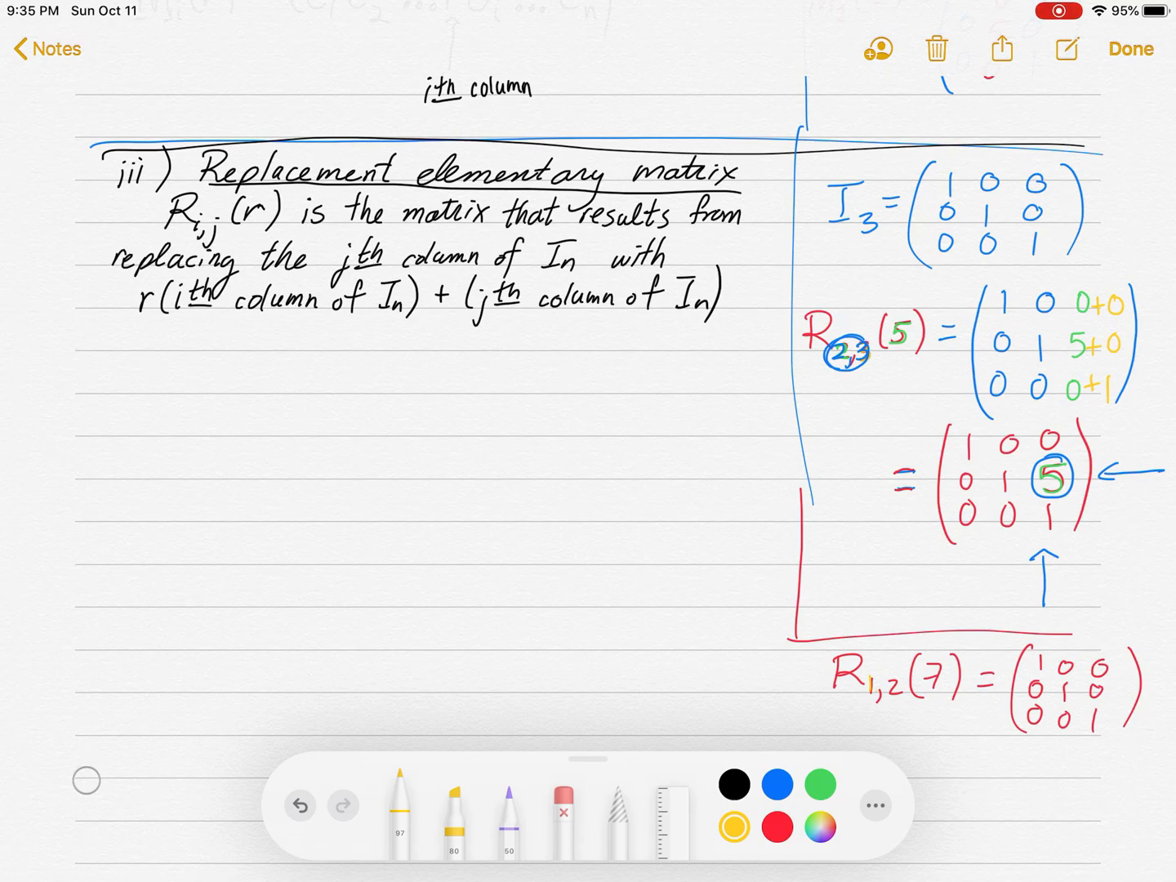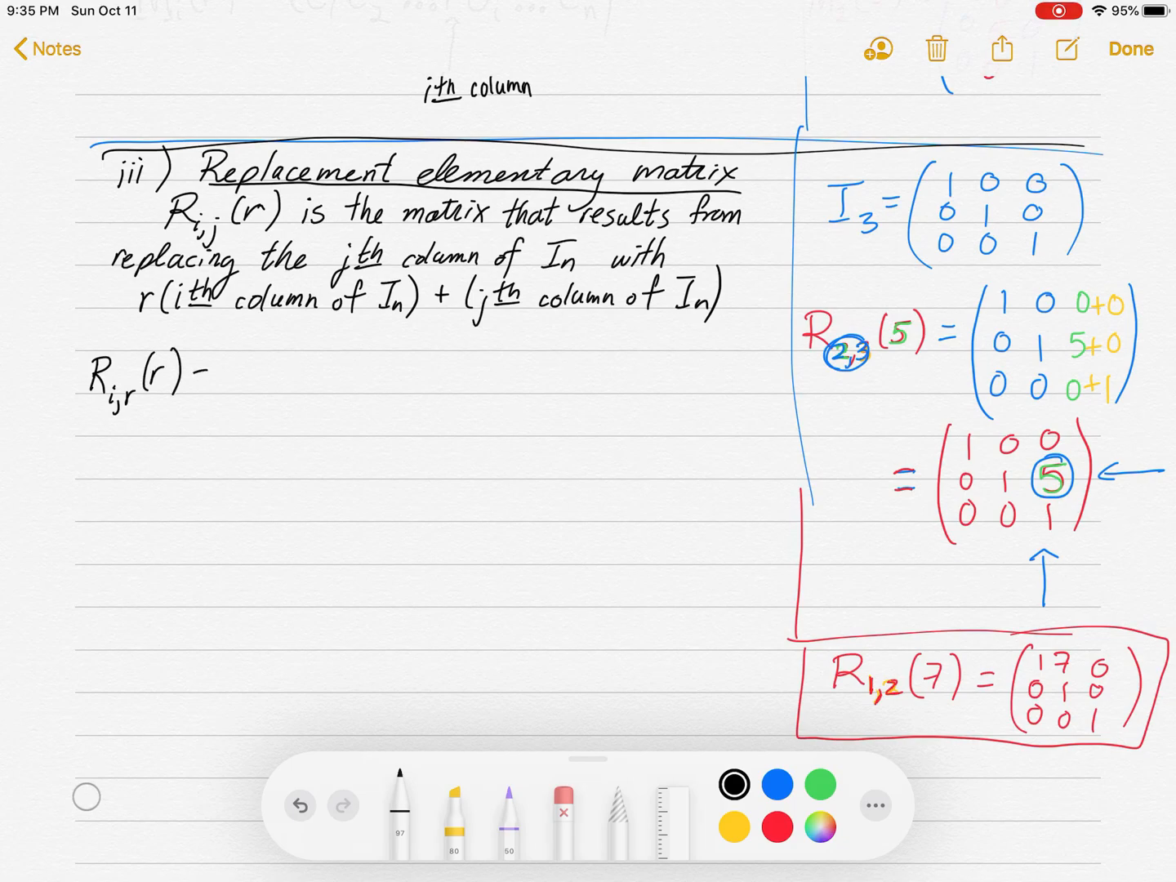So for example, if I wanted to do real quick, R 1,2 of 7. I start off with the identity, right? 1, 0, 0, 0, 1, 0, 0, 0, 1. And then I go in the first row, second column. So where's that? Right here, right? First row, second column. I'd erase that entry, and in place of that 0, I'd put a 7. Well, that would be R 1,2, comma 7. That's the quick way to do it.